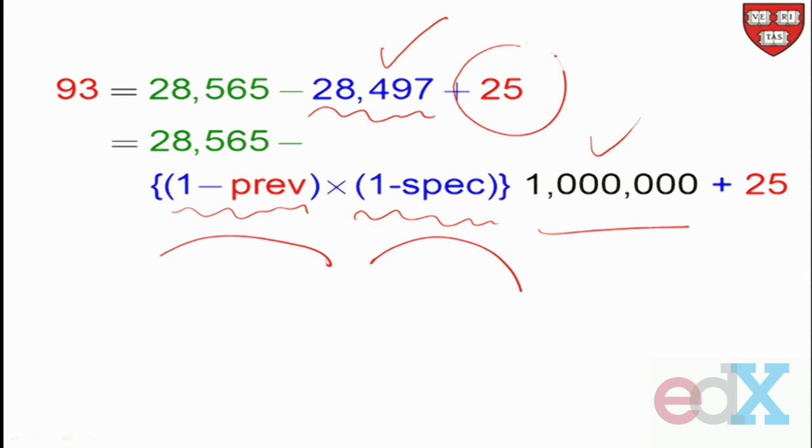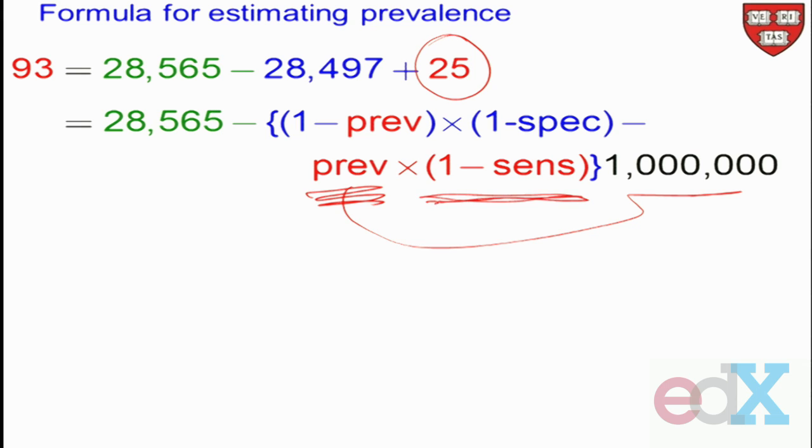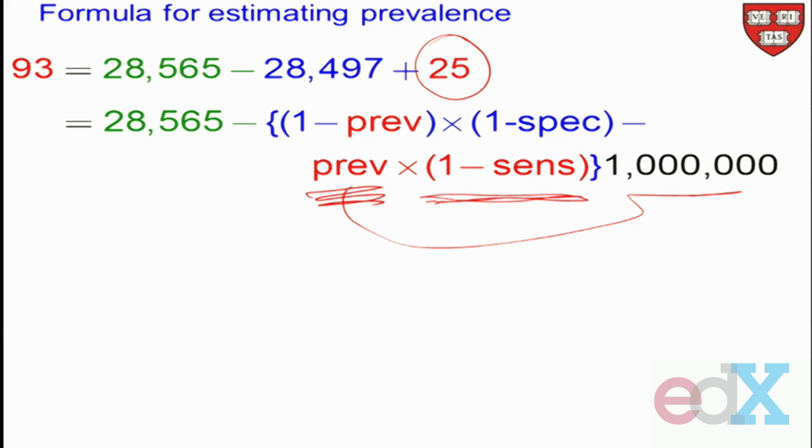How about this guy? Well, very similar thinking tells us that this guy was the ones who had the disease. That gives us the prevalence times 1 million, times 1 minus the sensitivity. Sensitivity was the proportion who tested correctly. 1 minus the sensitivity is going to give us the proportion who tested incorrectly of those with the disease. So there we have it.